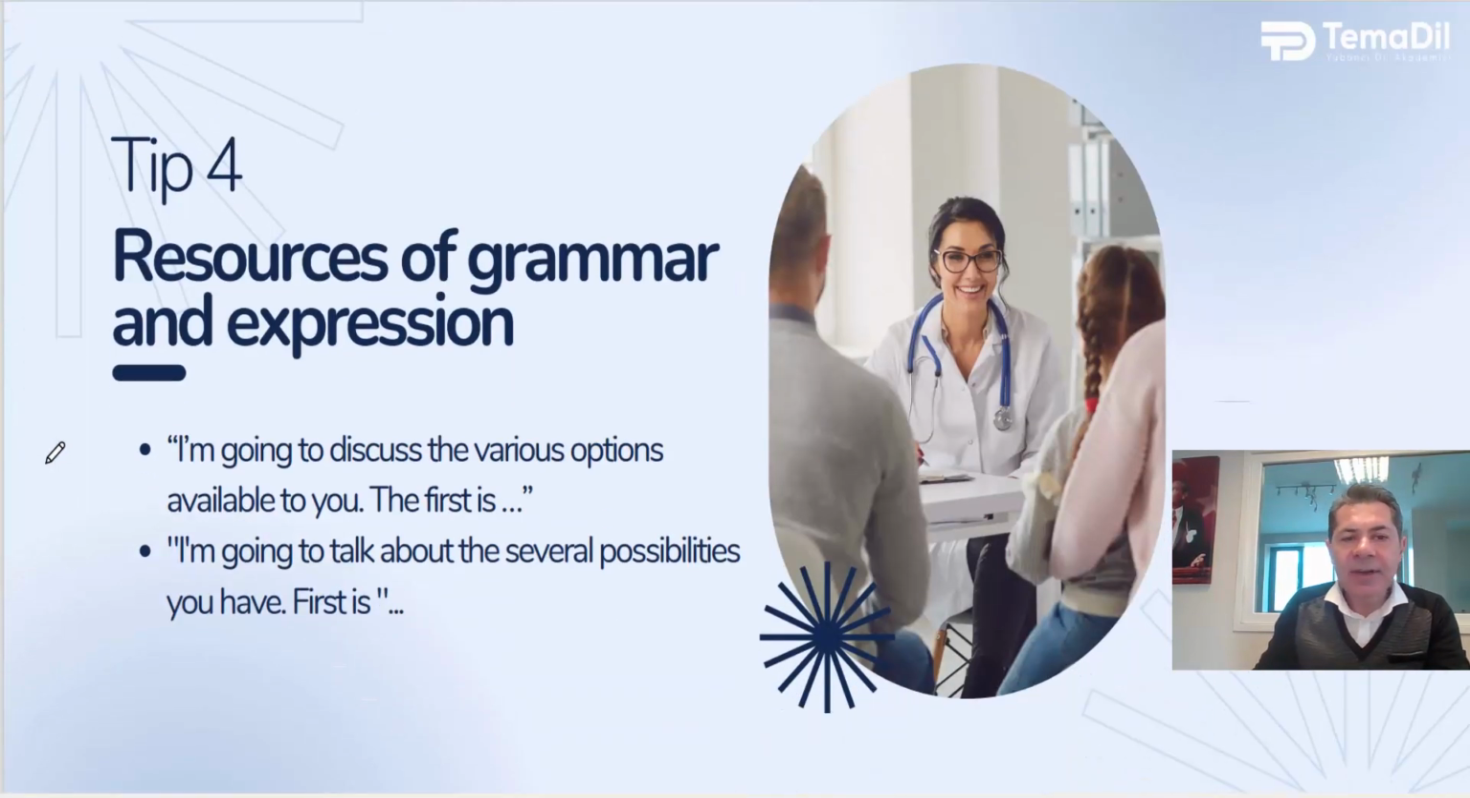Resources of grammar and expression. I'm going to discuss the various options available to you. The first is, the second is, the third is, and then we tell the process. Or you can say, I'm going to talk about several possibilities you have. First is, second, finally, and you finish talking about those possibilities.